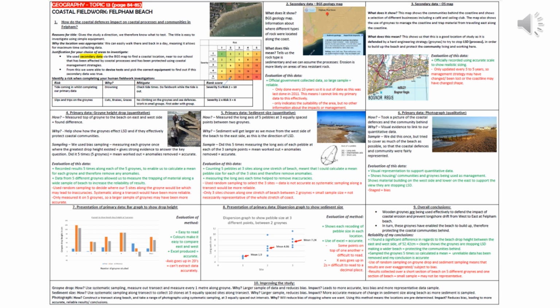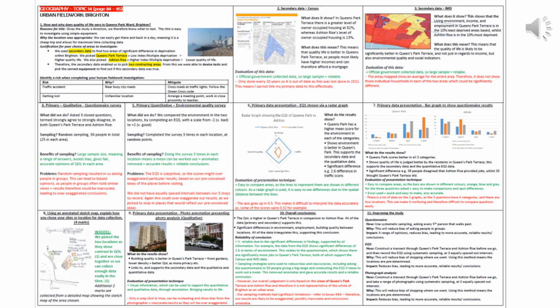And as you can see visually, these are really clear and straightforward to read. So if, for example, you didn't know different sampling methods, I would cover up the primary data, sampling, for example, and I would do a look, cover, write, check to see if I can revise that information. We'll have a look at another one now for the urban fieldwork in Brighton.